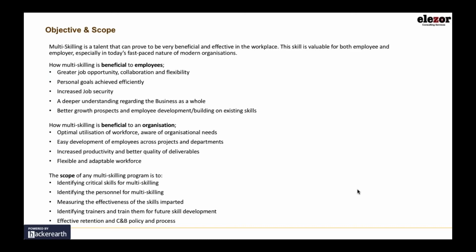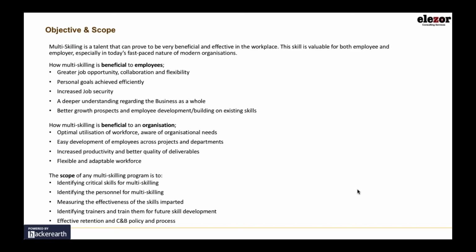This is a very thin line which, as an HR and as the business manager, one has to take care of very, very carefully. So that second step, according to me, is the most critical in the whole program. So spend your maximum time at the stage of identification of resources, or the people who will undergo this multi-skilling program.